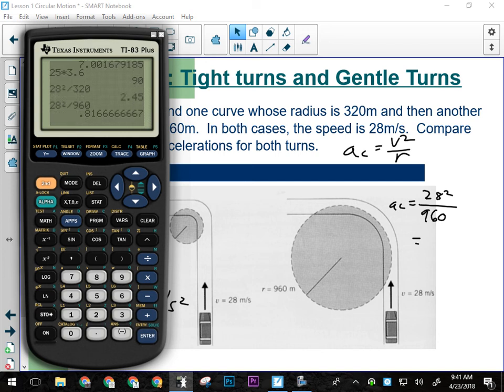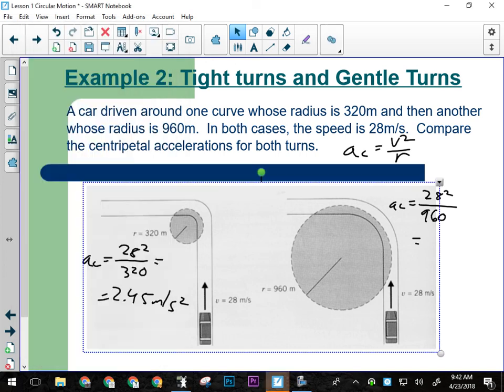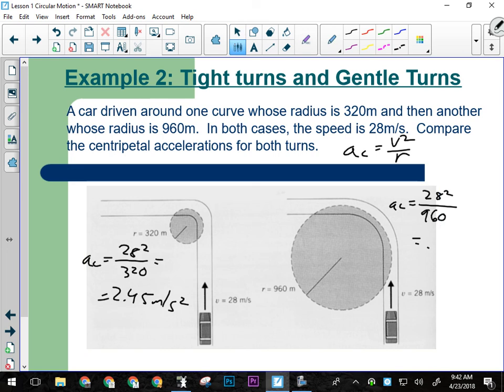Okay, so 0.816. If I multiply that by 3, I get 2.45. So my passengers will feel a lot more comfortable in this situation. Yes, they'll feel a little bit pulled to one side, but no more than you do anytime you turn a corner.